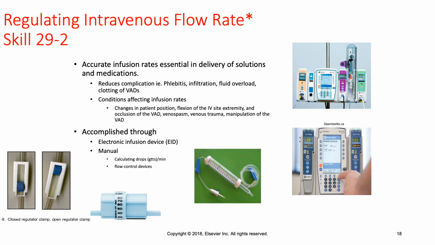Regulating IV flow rate happens through the electronic infusion device, EID, or the IV pump. And there's different types of pumps. I have some images on the screen. The pump that you see there is one that we actually have in the lab. It's the Alaris pump. We also have the Hospira pump that we will show you, and that's what's used, I think, at the John Muir Hospital. We have an older version, but it's very similar to what they use.